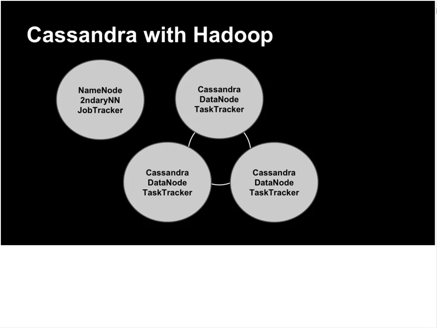So what does this all look like on a physical cluster? Well, let's start by looking at an analysis data center running Cassandra with Hadoop, since many people are running this today. As you can see, you have your Hadoop master with the name node, secondary name node, and job tracker, then your Cassandra ring with co-located data nodes and task trackers. This is the canonical setup for Hadoop and Cassandra running together.